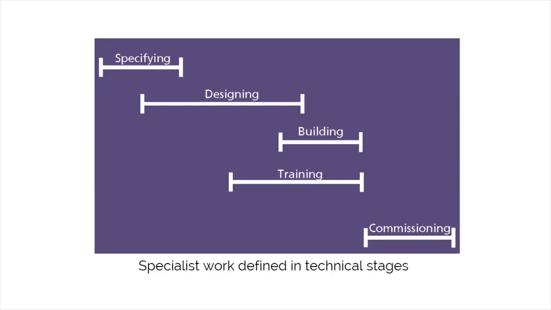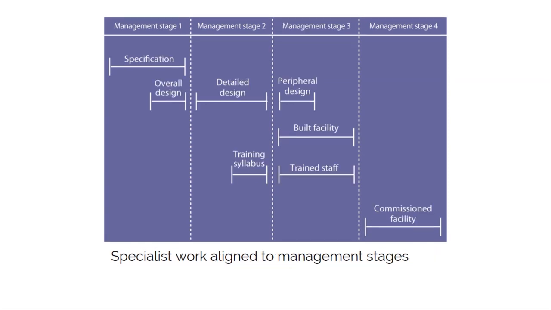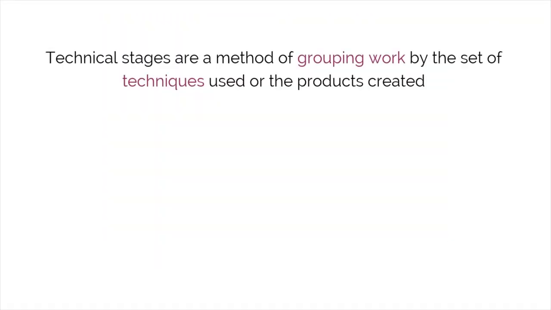As you can see here, we have a project structured with technical stages. Next, let's overlay appropriate management stages, and we can see that the technical stages are spanning management stage boundaries. Now, by dividing the technical stages into specialist work, we can align them to management stages. You'll notice that the technical stages are broken down into their work components and completed as part of different management stages. Technical stages are a method of grouping work by the set of techniques used or the products created.